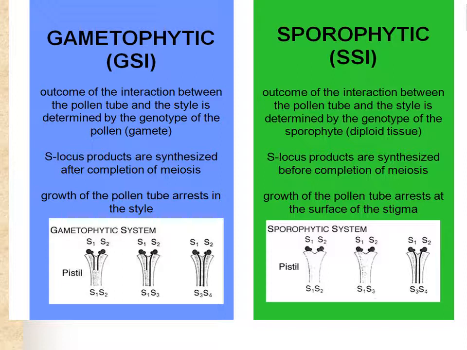In case of the sporophytic system, the incompatibility is governed by multiple alleles, so the dominant gene governs the other loci, like S1 governs S2. Likewise, when S1 S2 into S1 S2 interaction happens, that leads to incompatibility, and only S1 S2 into S3 S4 gives a compatible reaction.